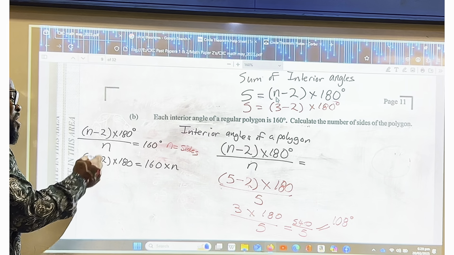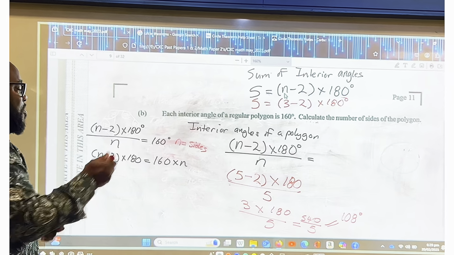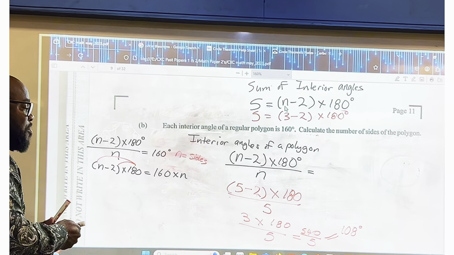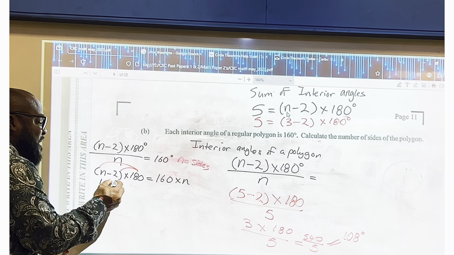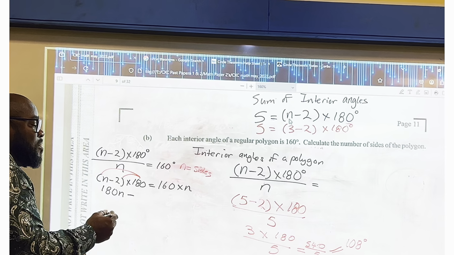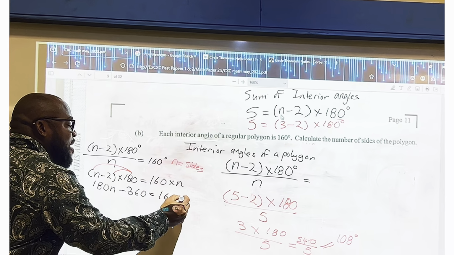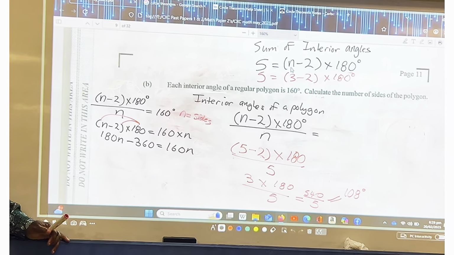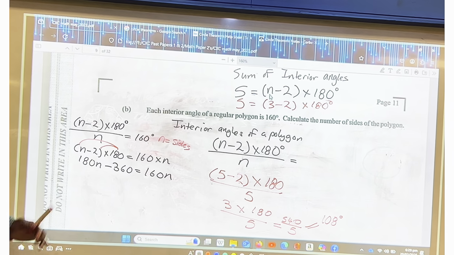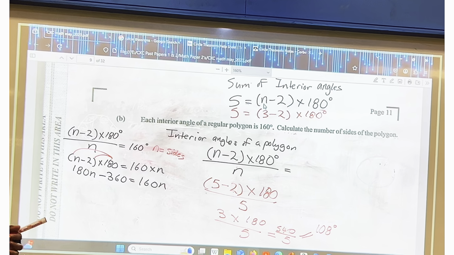So now let's do the distributive law. Somebody help me. 180n and minus 360 equals 160n. Can we group now? Let's group and let's make things positive. Remember we have a negative here. So what do you think we could do to group?